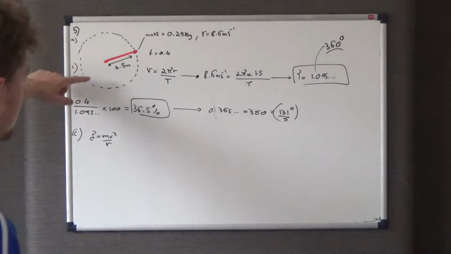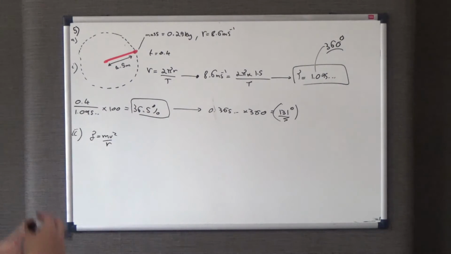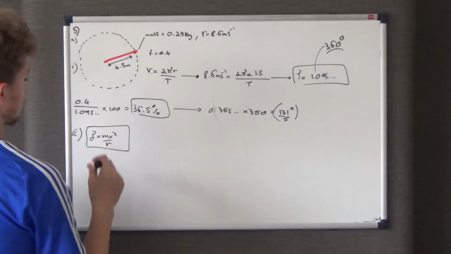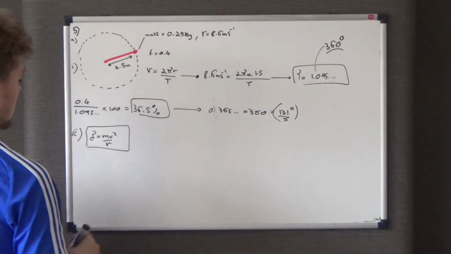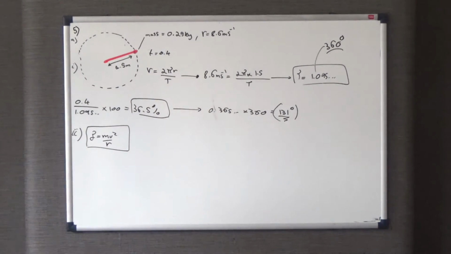But as I say, this dotted line just represents a path. It doesn't represent anything for the mass to lean on. Think of it like that. So therefore the only force is equal to mv squared over r, so we can say the centripetal force is equal to the tension. So as I say, it's just asking for the tension.